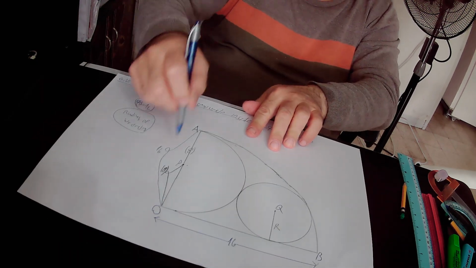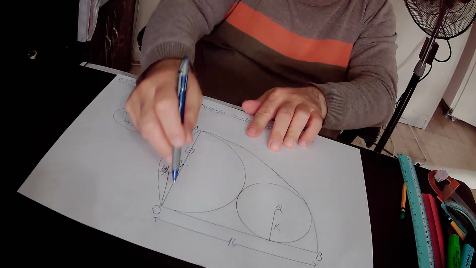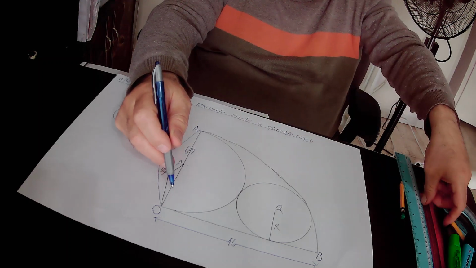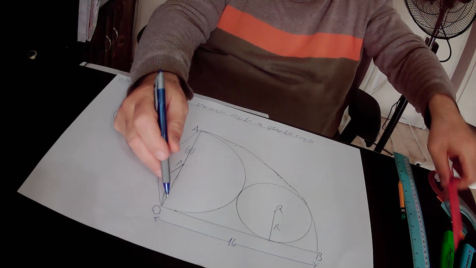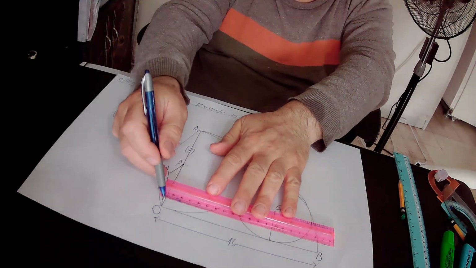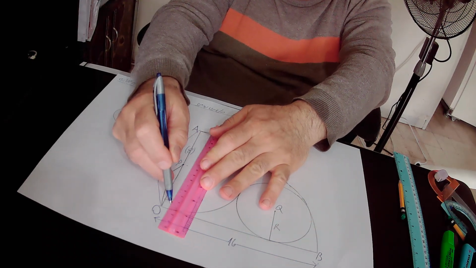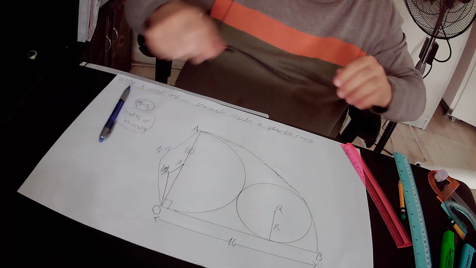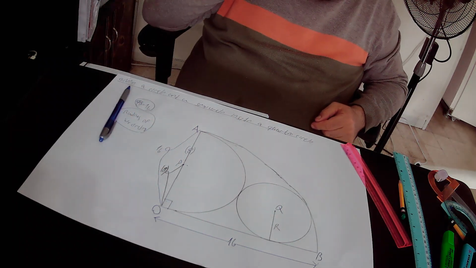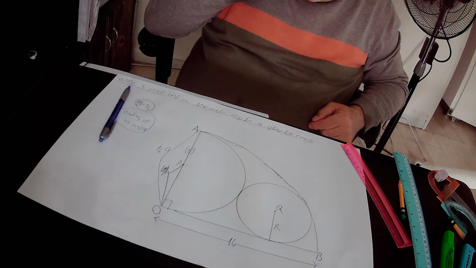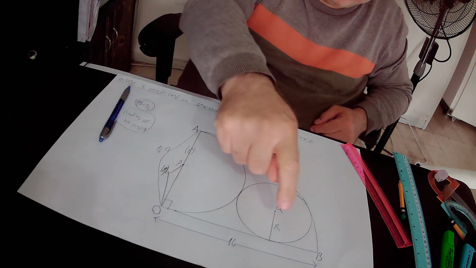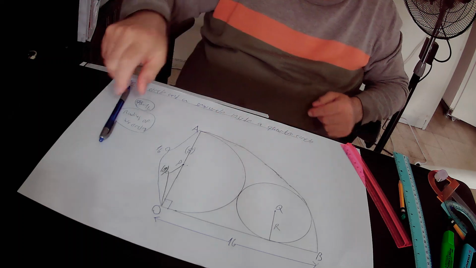Because AOB is a quarter circle, angle AOB must be equal to 90 degrees in its size. This is angle AOB, equal to 90 degrees, because AOB is a quarter circle. We define the point of tangency of tangent OB with this small circle, this point, as point M.